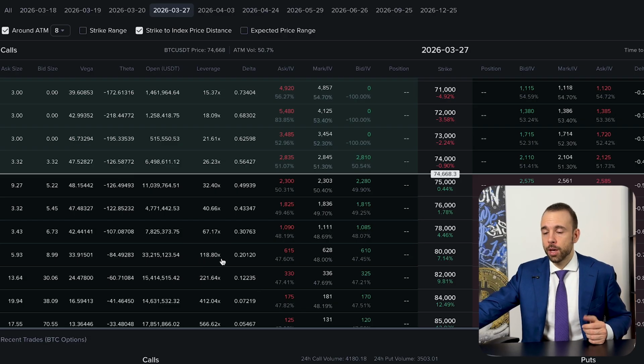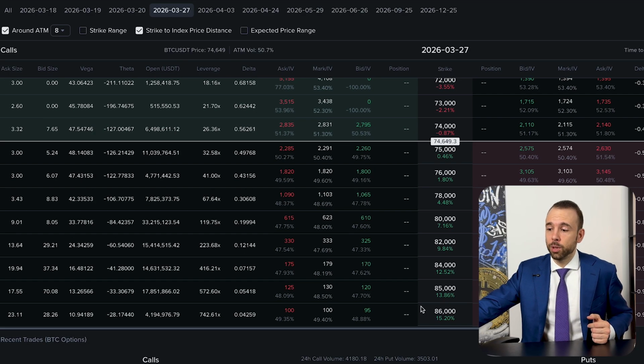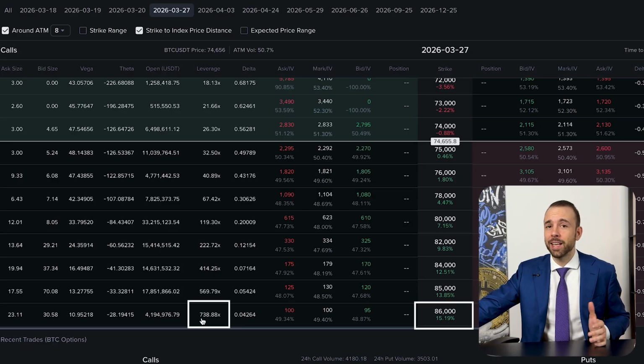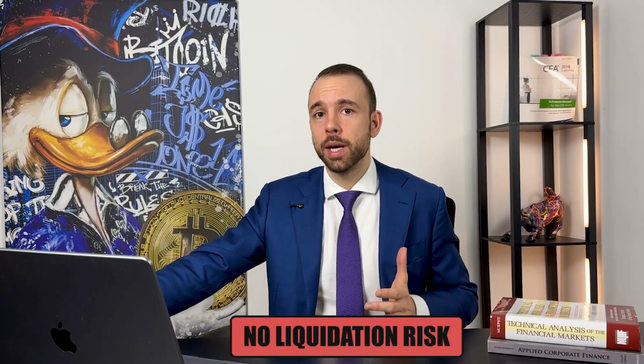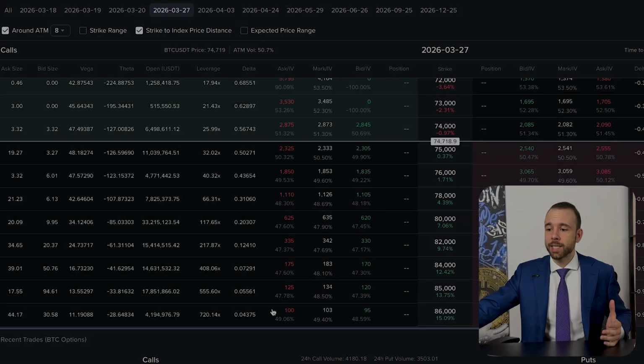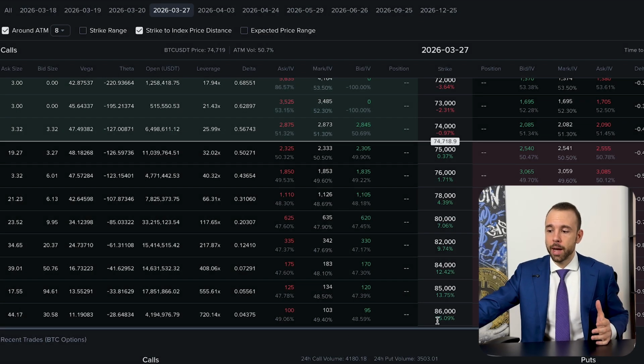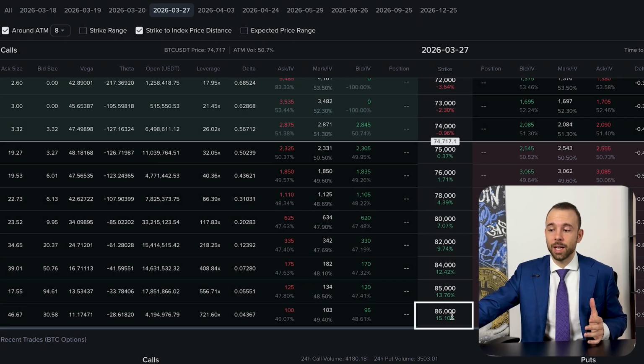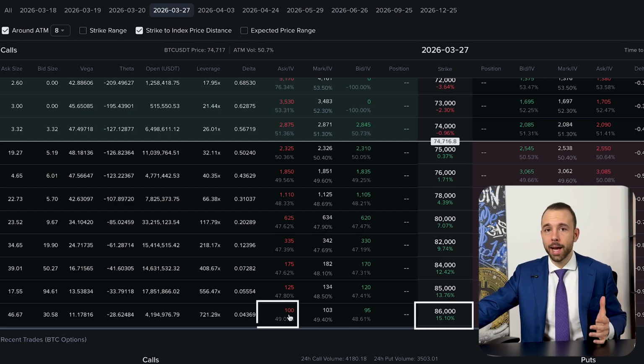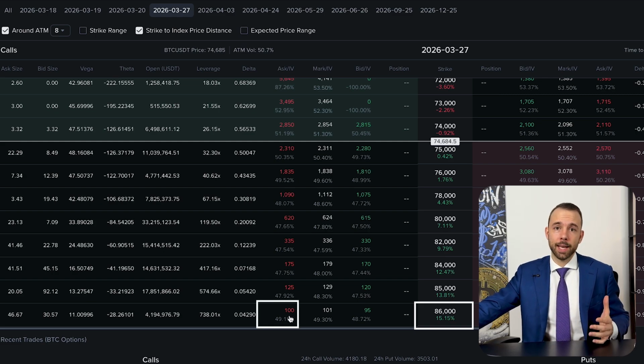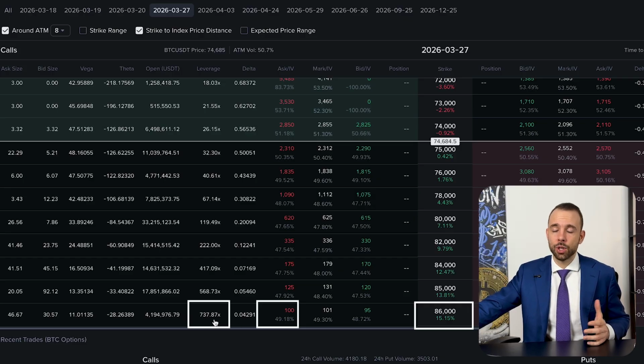For example, the strike price of $80,000 has an amazing 190x leverage. So yes, options is a very high leverage instrument. Here you can see, for example, a strike price of $86,000 has a leverage of 740x. And by the way, if you buy the option, there is no liquidation risk, because my maximum risk is the premium that I pay. For example, in this case, if I would like to buy the strike price of $86,000, I have to pay 100 USDT, and the maximum risk that I have is equal to 100 USDT. And that's why this leverage is so high.